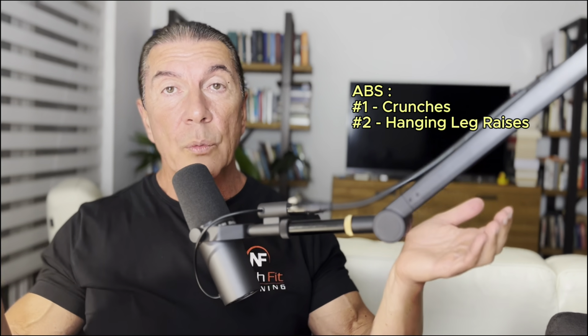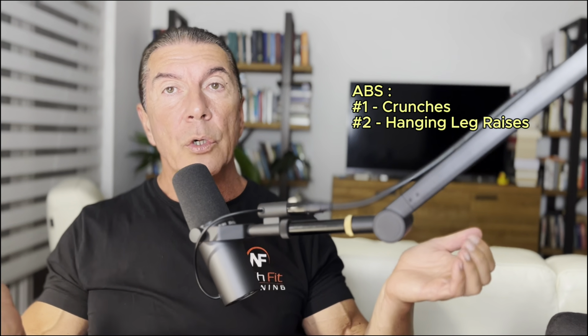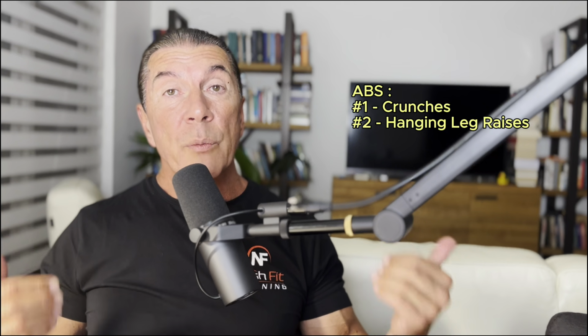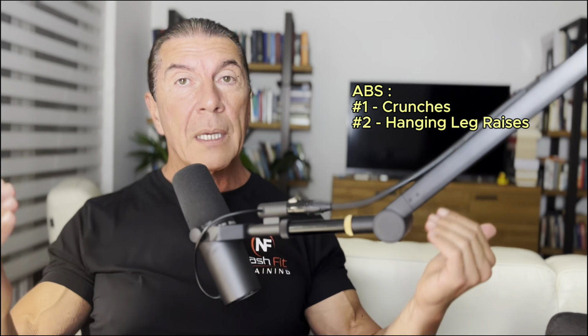So the second exercise is hanging leg raises. And when you lift your legs up, you also have to make sure that you're lifting your hips up, because lifting the legs up is not purely abdominal involvement. Mainly hip flexors are lifting your legs up. But when you move the hips up, this is when you actually contract your abdominals.